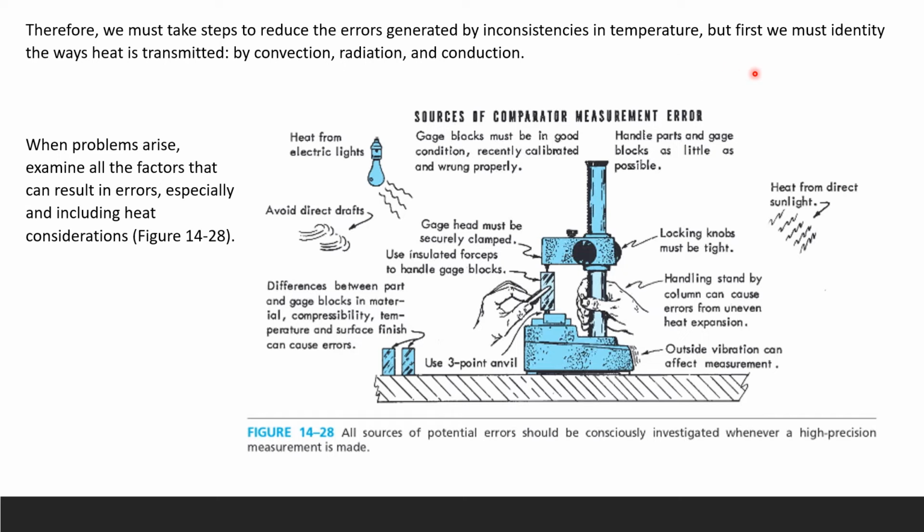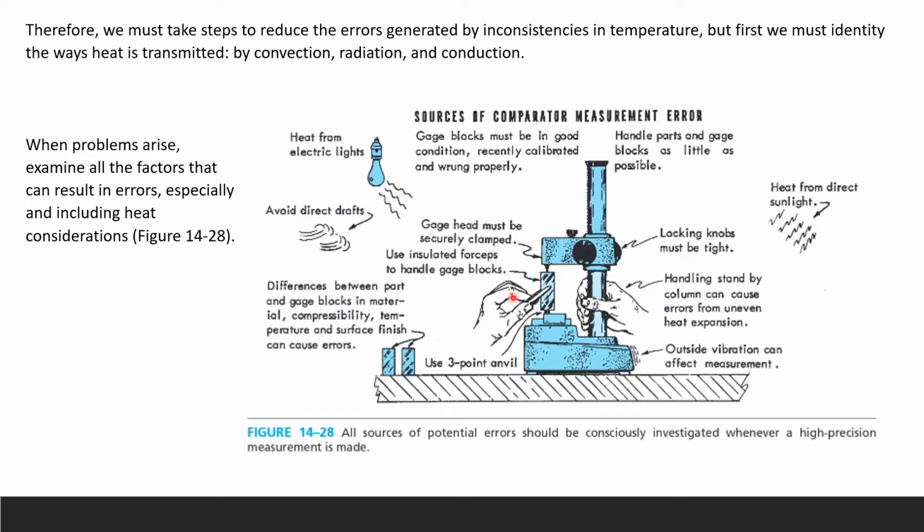But first, we must identify the ways heat is transmitted: by convection, radiation, and conduction. So these are just the heat transmission. What you have to do is review your physics. I'm not going to get into it and teach you physics. When a problem arises, examine all the factors that can result in errors, especially including heat considerations. So that's figure 14-28.